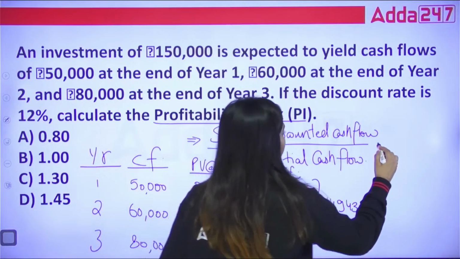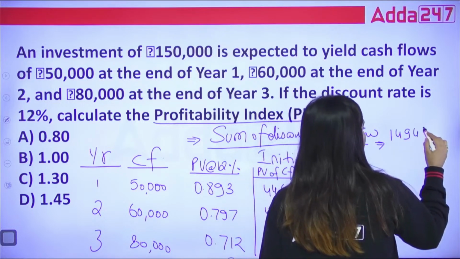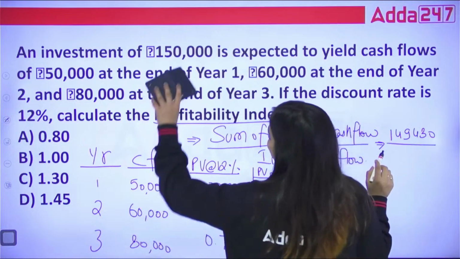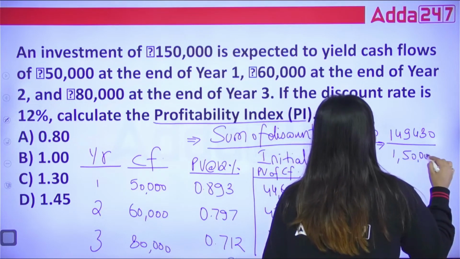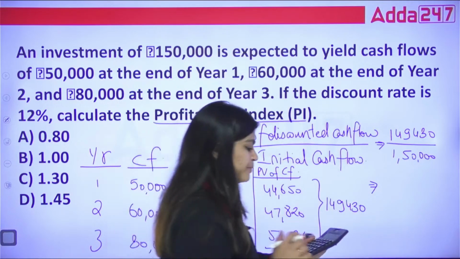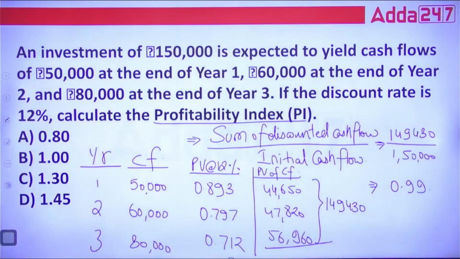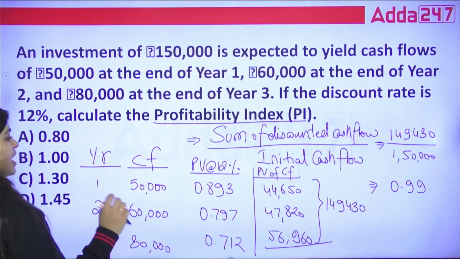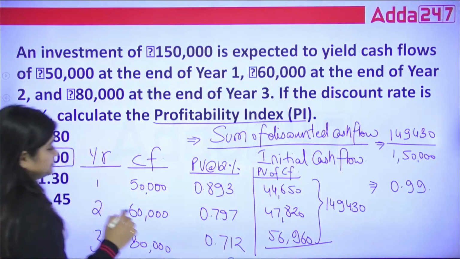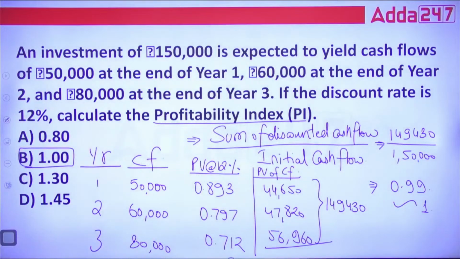If you add all the amounts, then the total is your 149,430. So using this given data, 149,430 divided by, what is your initial investment? That is your 1,50,000. So if you solve this, 149,430 divided by 1,50,000, that is your 0.99. Correct? So as you can see, the nearest answer is your 1. Because if you do the rounding off, you are going to get 1. So the correct answer is your option B. Okay, correct answer is your option B.